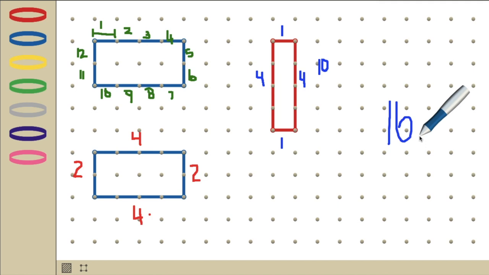Give it a go. I look forward to seeing your answer. Just take a screenshot and you can submit that to me so I can see your rectangles in your work. Okay? Talk to you next time.